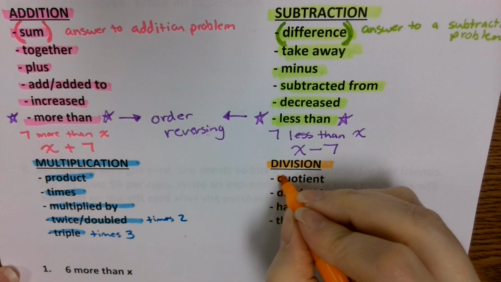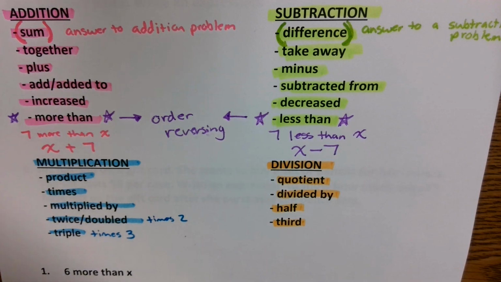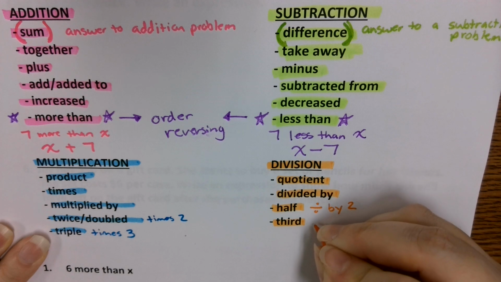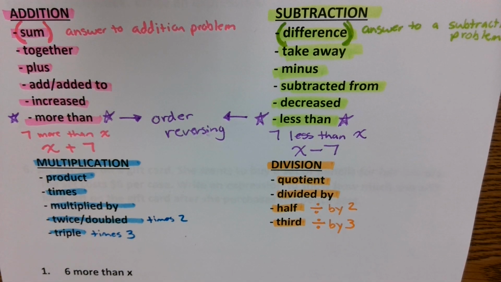We just have the words quotient, divided by, taking half or taking a third. If you're taking a half, you're dividing by 2. If you're taking a third, you're dividing by 3. If you're taking a fourth, you're dividing by 4, and so on and so forth.